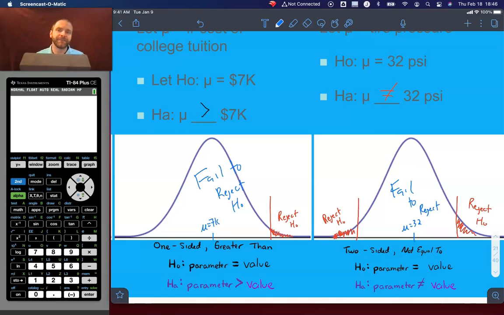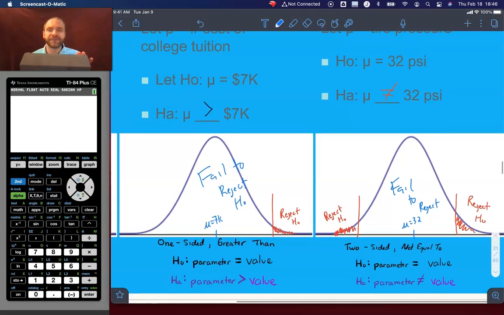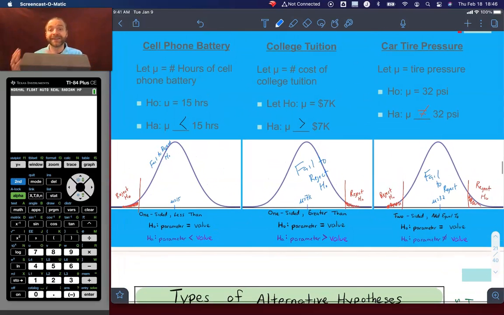So this is why we say be careful reading, because sometimes you care if it's less than. You don't want cell phone battery lives to be less than what they say. You don't want college tuition to be greater than what they say. And when you have a car and you have the tires, they can be overfilled or underfilled, and so you need both. So be careful reading on determining whether the alternative is less than or greater than, which are your one-sided significance tests, or not equal to, which are your two-sided.